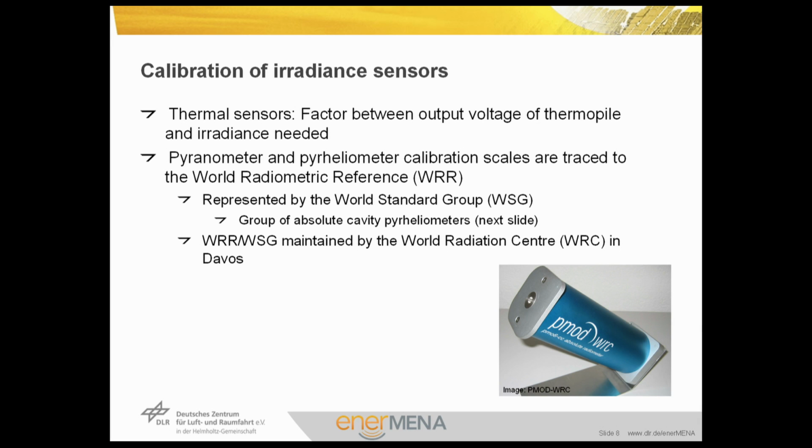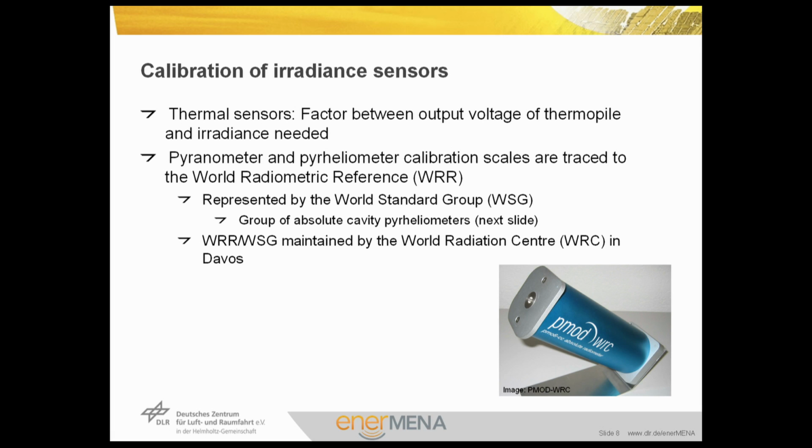Now I want to come to the calibration of irradiance sensors. For thermal sensors, you need a factor between the output voltage of the thermopile and the irradiance. Pyranometer and pyrheliometer calibration scales are traced back to the World Radiometric Reference, WRR. This WRR is represented by the World Standard Group, WSG. This group is a group of absolute cavity pyrheliometers. I will show you this instrument type on the next slide. On this slide you can see a photo for one example.